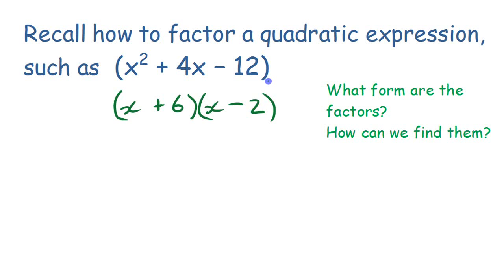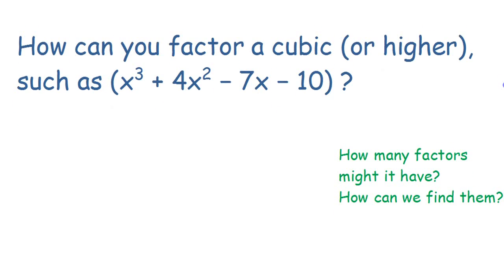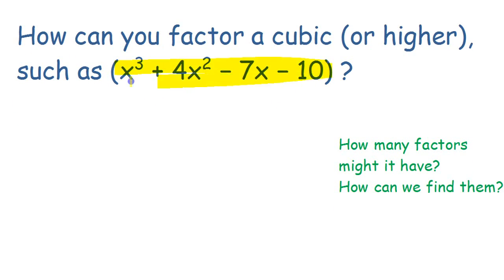What we're going to look at now, though, is what if you were looking at a cubic or higher instead of a quadratic? How are we going to find those factors? Because it's not going to be quite as easy as what we have here. This is a trinomial that you get from multiplying two binomial factors. If we have a cubic, such as this one, and we're looking at factoring it, think about how many factors it might have.